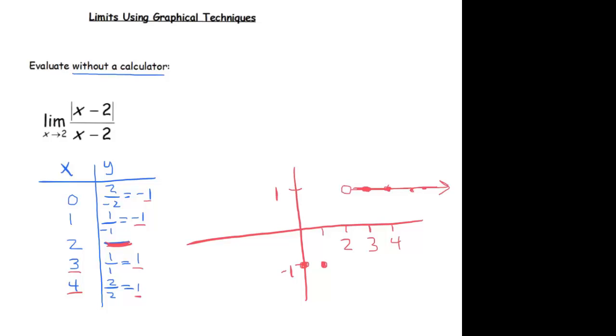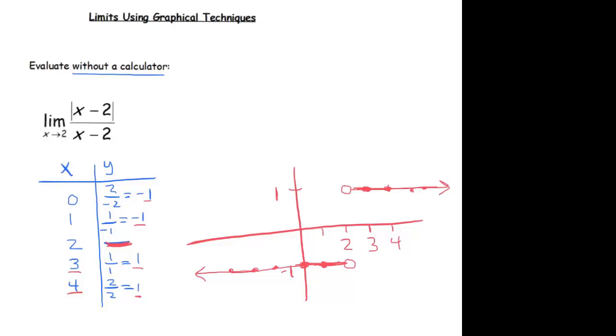Whereas if you plug in numbers like 0, 1, negative 1, negative 2, negative 3, you'll see that you keep getting negative 1 for those values. And that includes numbers like 1.9, 1.99, so we're going to reason that it's going to be negative 1 all the way up until 2. And so there's my graph.